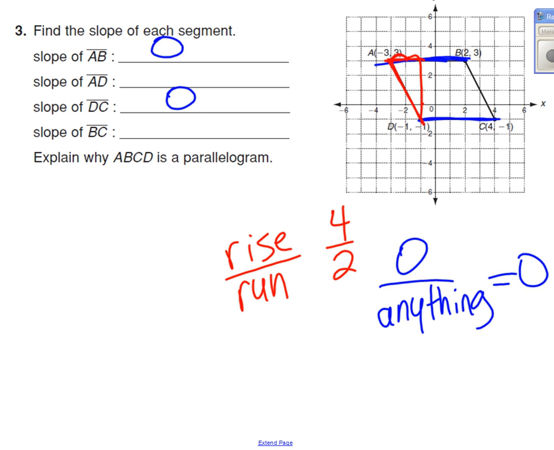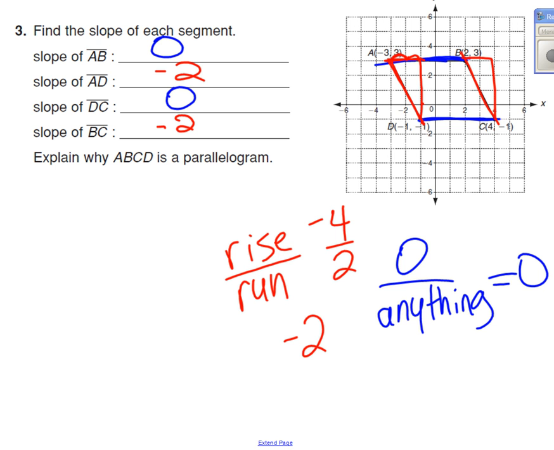Which direction is it going? Uphill or downhill? Which means it's going to be negative. So it's going to be negative 4 over 2. Can we simplify that? To what? Negative 2 over 1 or just negative 2? How about BC? Same or different? It's still going up 4 and left 2, so that slope would also be negative 2.